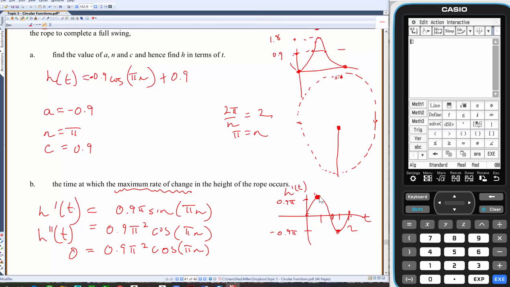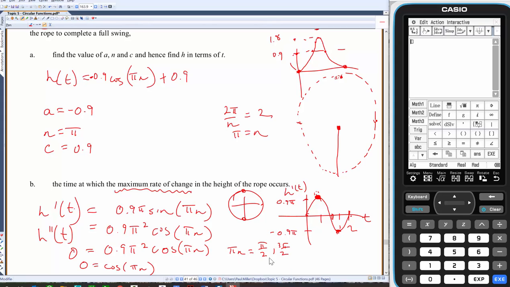All right, and so what I'm looking for is these zero gradient points on the first derivative. Okay, and that's when the rate of change is going to be at its maximum. All right, so let's solve that when it's equal to 0. That means 0 equals cosine pi n. What we want to do is find out when cosine is equal to 0. So when does that happen? Well, cosine is at 0 here and here. So pi n equals pi on 2 and 3 pi on 2.